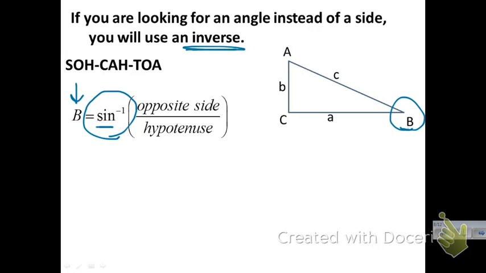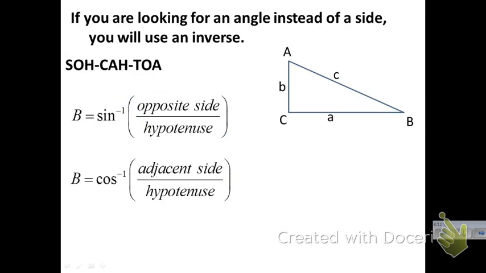So remember that whenever you're looking for an angle, you're going to use an inverse. Our ratio still stays the same. It still compares those same sides that a sine would compare. So for B, if we're going to use cosine, then we would say the inverse of cosine to find B would be the adjacent side. So in this case, it would be the inverse of cosine of a over the hypotenuse c.